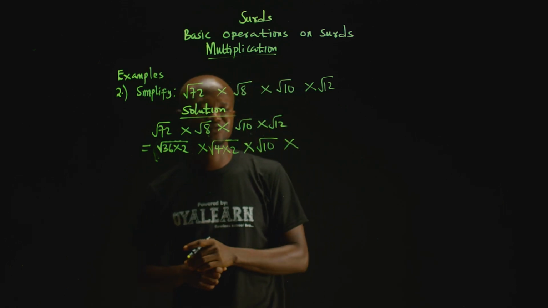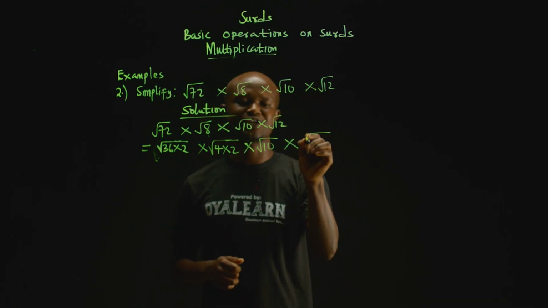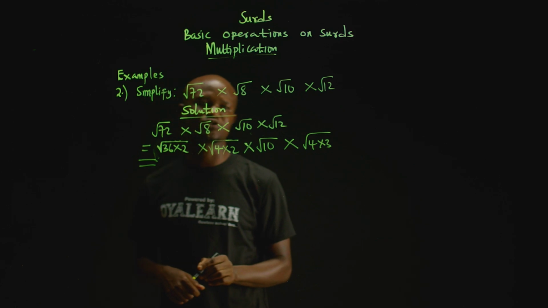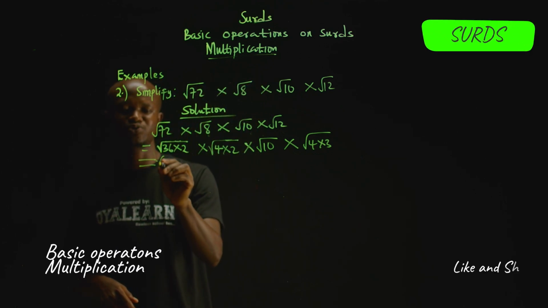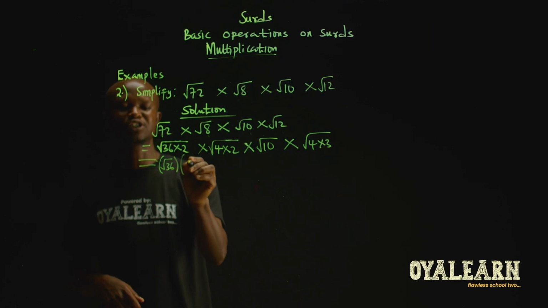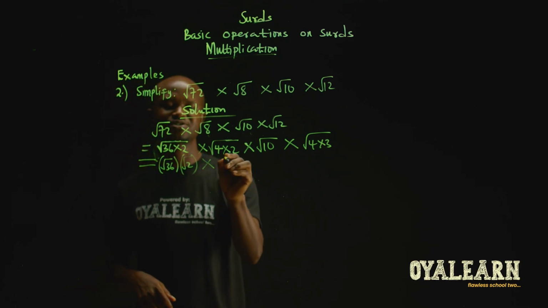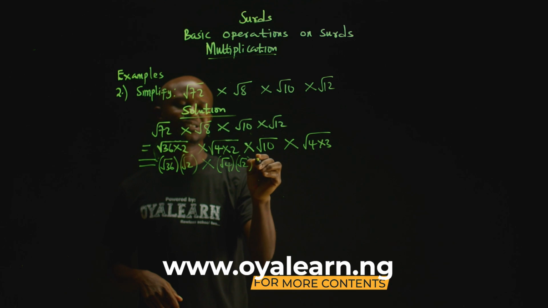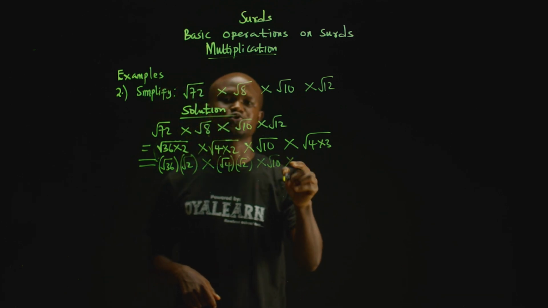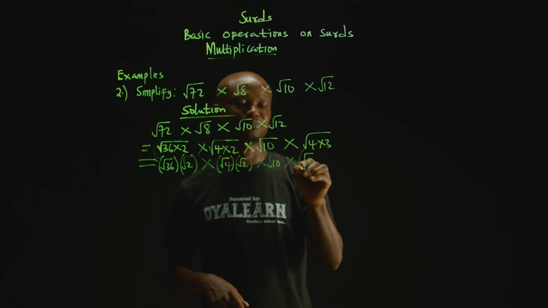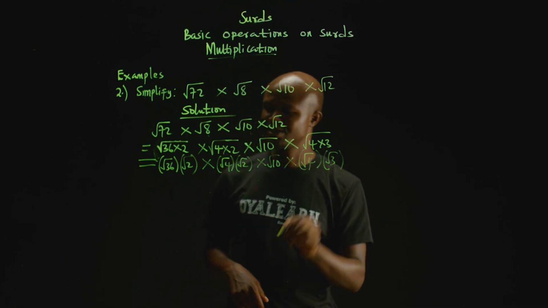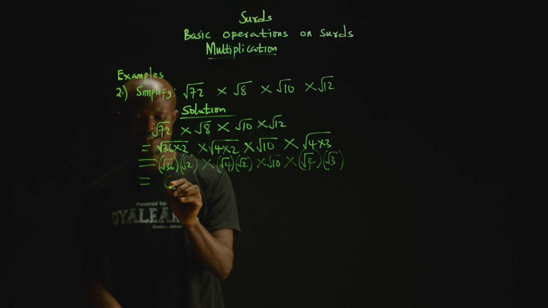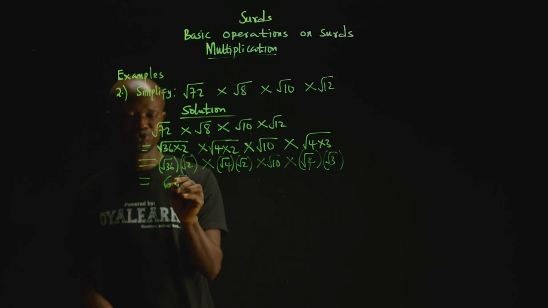Now, square root of 12. The highest perfect square number in 12 is 4. So we have 4 times 3 here. Now, applying the multiplication law of surds, this is same thing as root 36 times root 2, then multiplied by root 4 times root 2, then multiplied by root 10, the last one, root 4 multiplied by root 3. Now, looking at what we are having here, root 36 will give us 6. So this will give us 6 root 2.